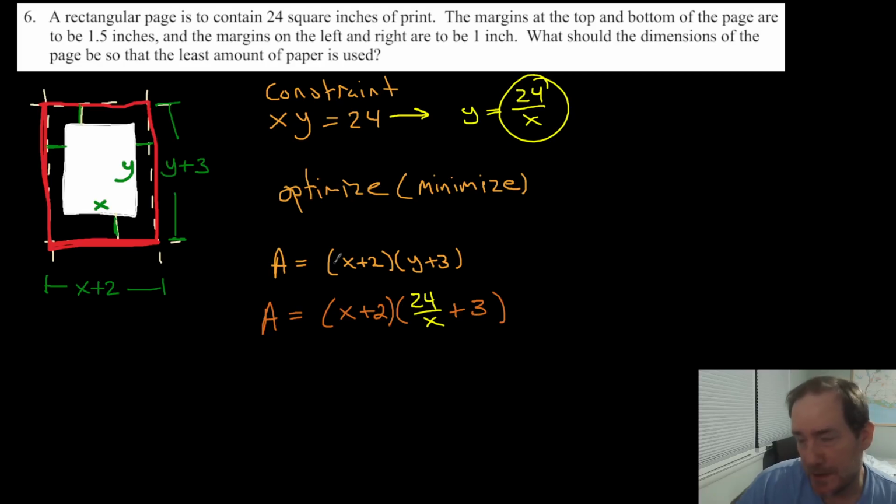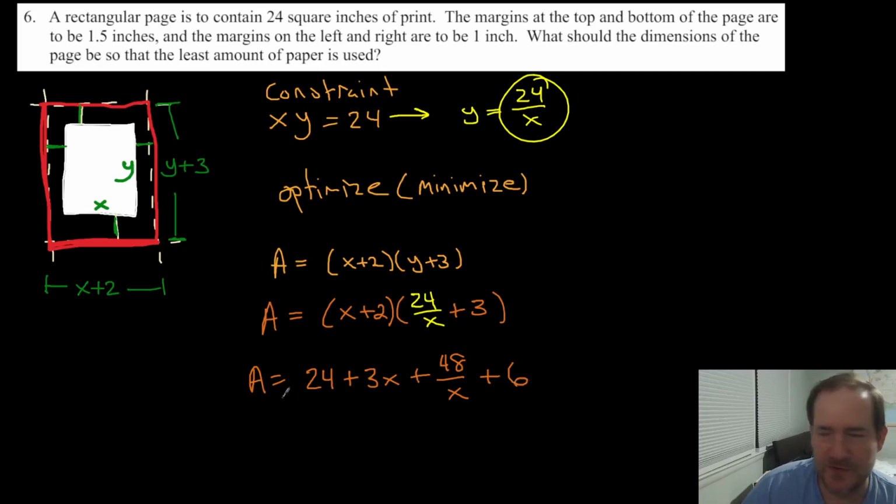Okay, now you've got an equation, and it's only in terms of one variable. It's not in the best position for differentiating, so if I were you, I would FOIL this out. And so we'll go x times 24 over x, and the x's will cancel, just giving 24. If you do your outer product, you get a plain old 3x. Your inner product gives you a 48 over x. And then last times last gives you a plus 6. So there's the four terms you get when you FOIL.